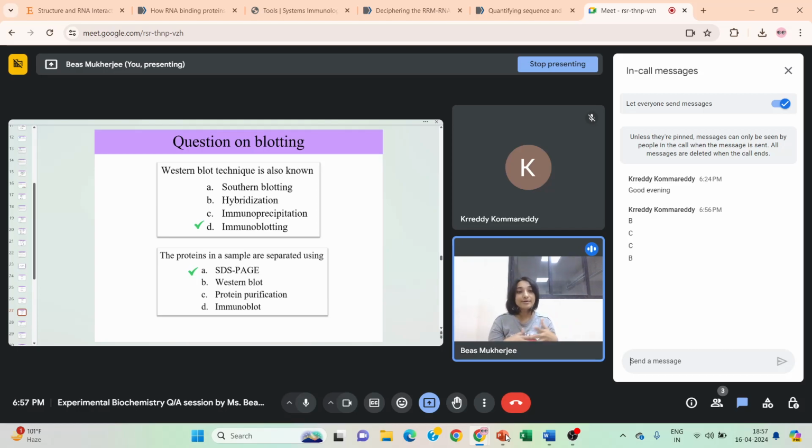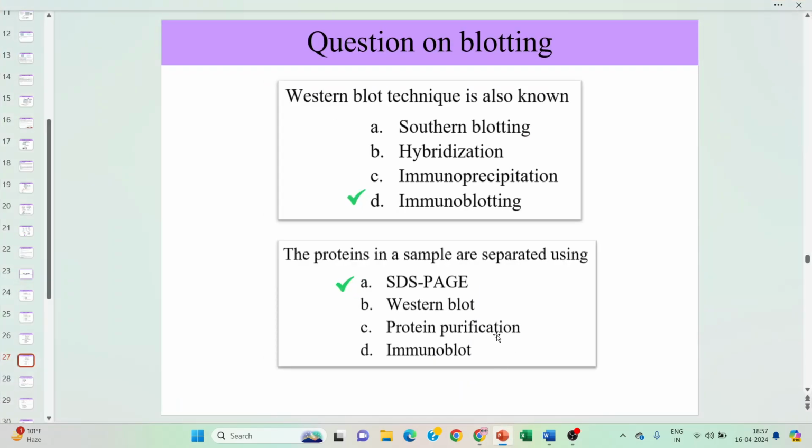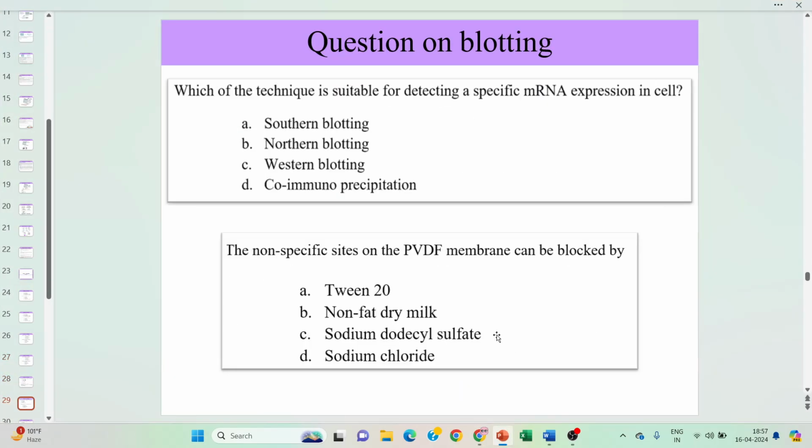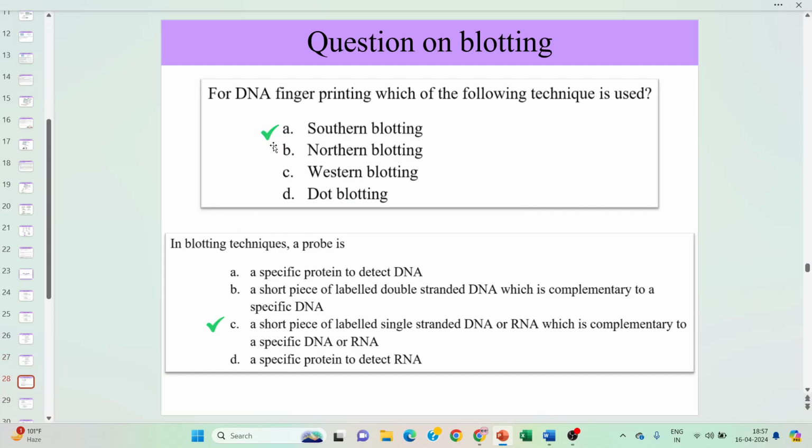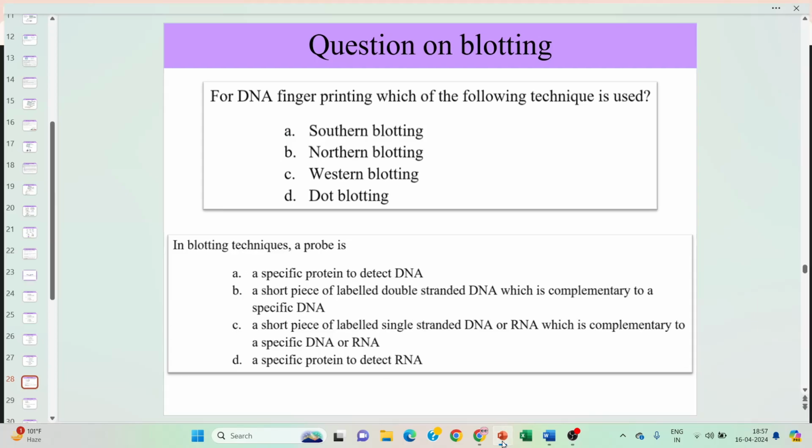And how are the proteins separated? They are of course separated using SDS-PAGE. Right. So we'll move on to the next two questions. Okay, try to answer this now.